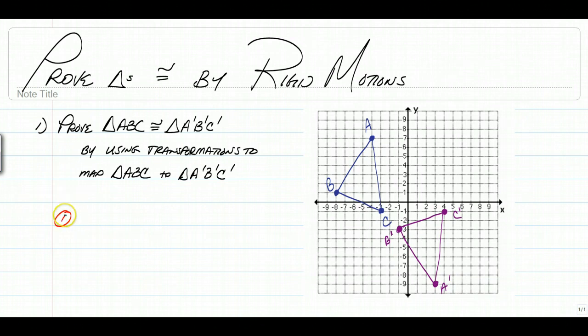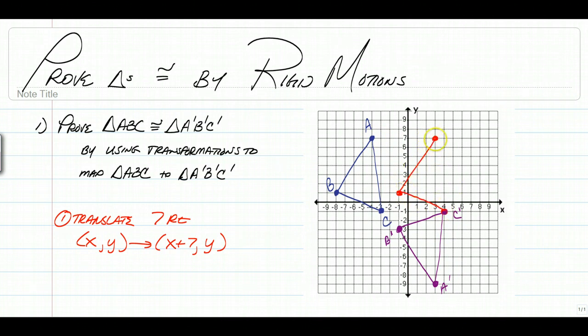So step 1, we're going to translate 7 to the right. In coordinate notation, that would be x plus 7, comma y. So that's what we're going to do, and you actually want to draw it. So we're just going to move that 7 to the right, move this guy 7 to the right, and this guy 7 to the right. Okay, so that's the first step.